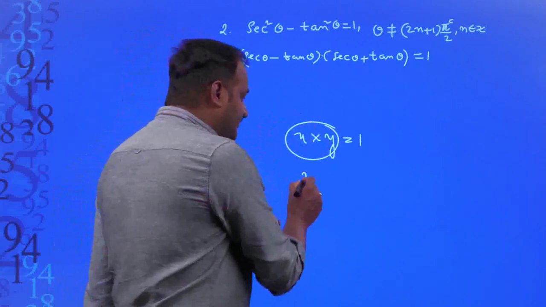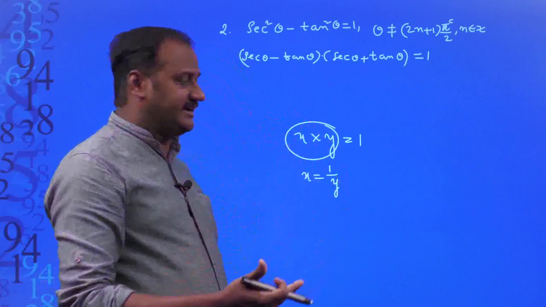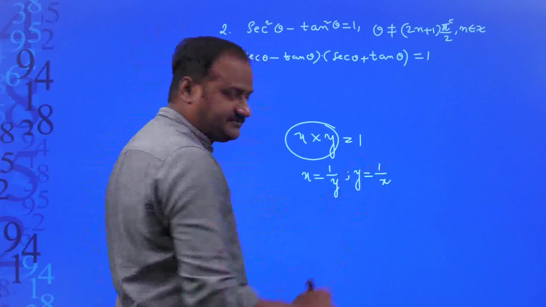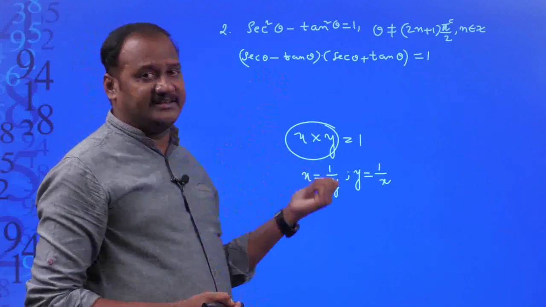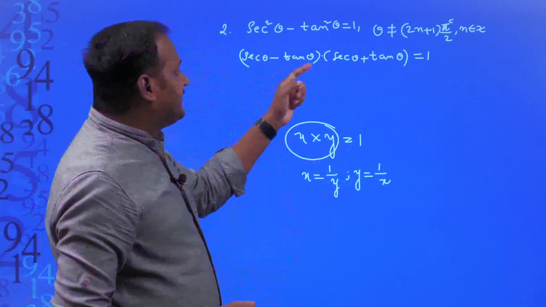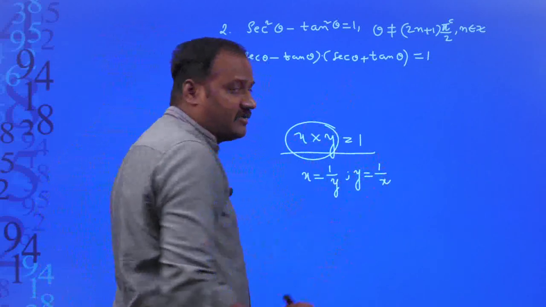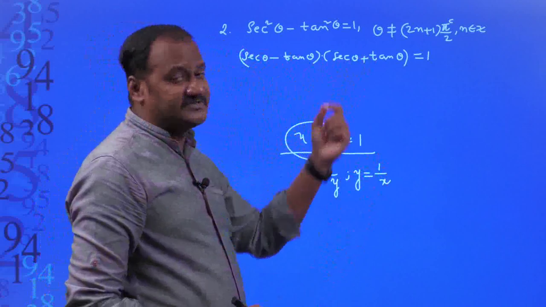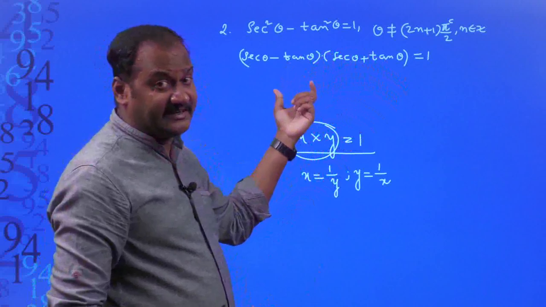In this case, you can write the value of x as 1 divided by y, because when y is multiplying here and you transpose it towards the right hand side, it will divide. Similarly, the value of y is going to be 1 divided by x. You are pretty much clear with this. Similarly, we are going to find out the value of secant theta minus tan theta in terms of secant theta plus tan theta, and vice versa. See here, secant theta minus tan theta multiplied by secant theta plus tan theta is equal to 1. What does it mean? Just like x into y is equal to 1, secant theta minus tan theta is the multiplicative inverse of secant theta plus tan theta, as well as secant theta plus tan theta is the multiplicative inverse of secant theta minus tan theta.